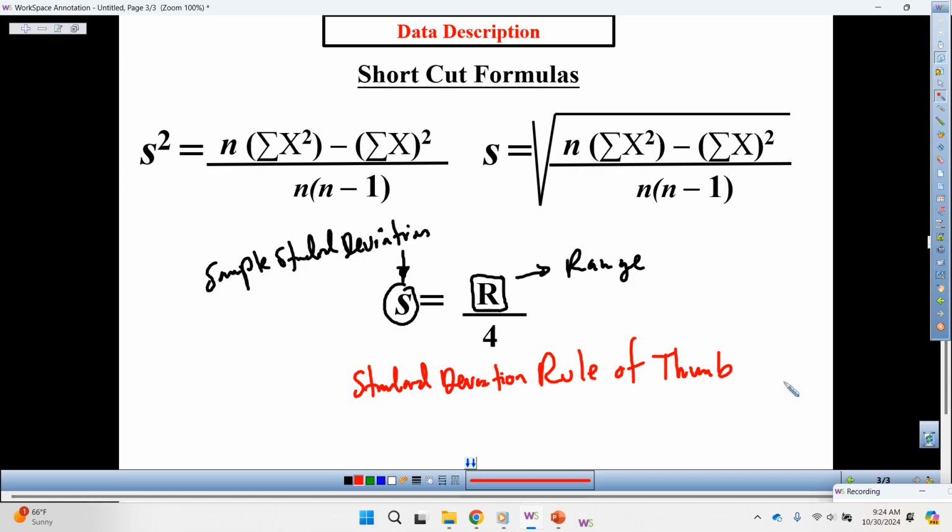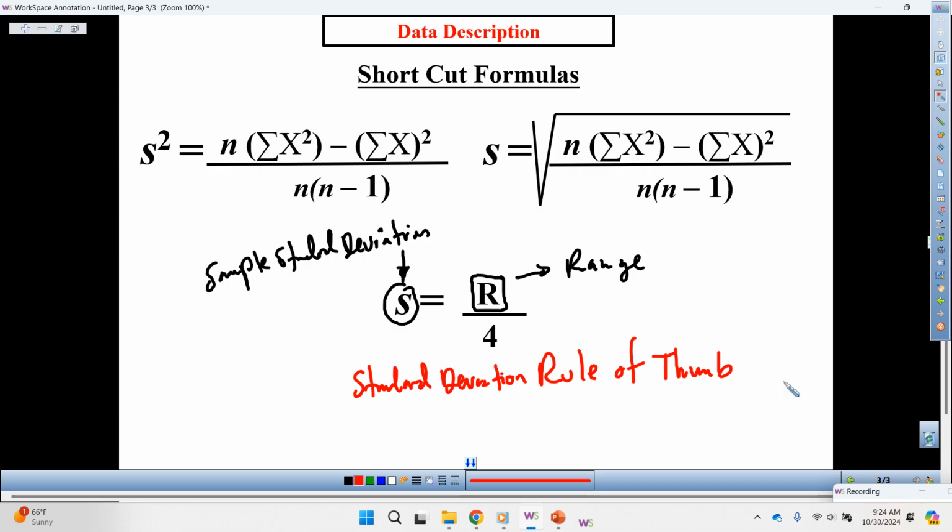So in statistics, in case you forgot, let's say you have those memory gaps. All of a sudden somebody asks you, how do you find the standard deviation? You're like, oh snap, I forgot. But I remember the rule of thumb. The rule of thumb to find the standard deviation is range divided by 4.